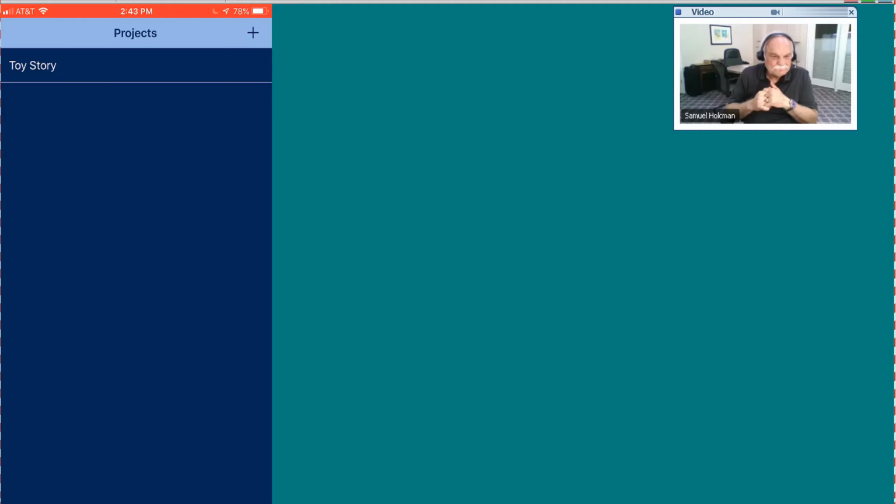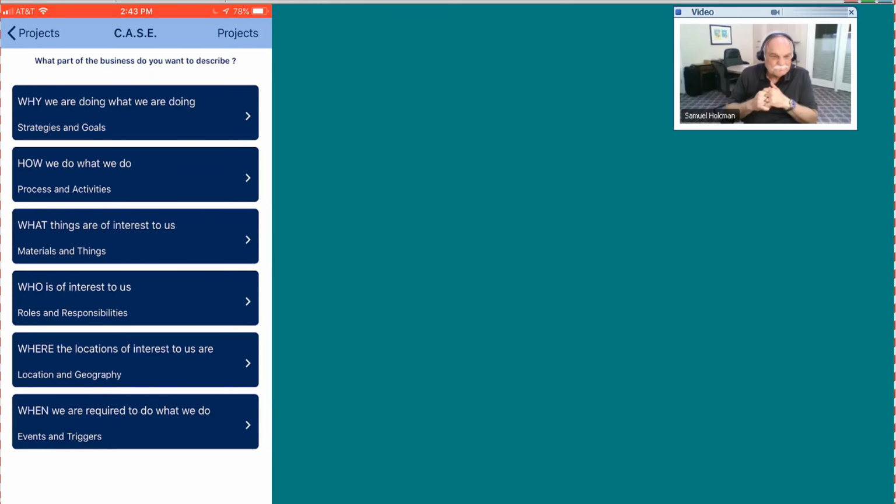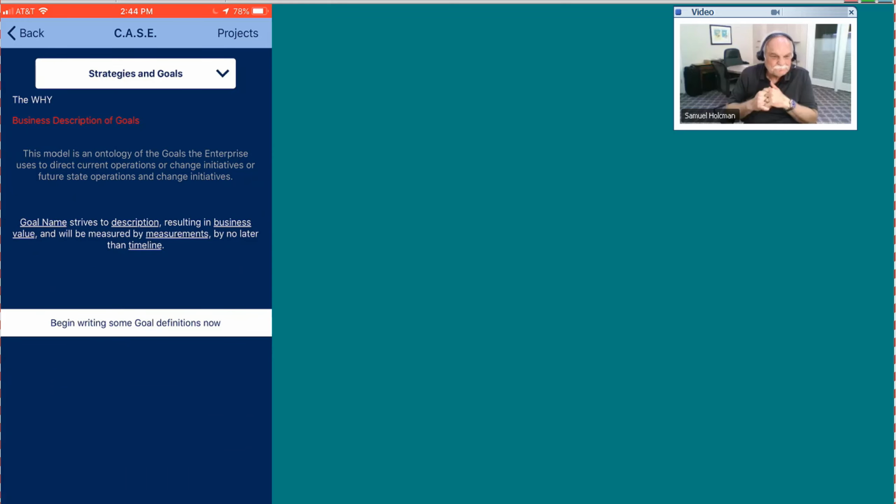So in here I have a project that we use often in our examples, the story of Toy Story. I'll show you a preloaded example here. You click on Toy Story, and you can see all the architecture models that you might create, why we are doing what we're doing, which are the goals, processes, materials, roles, locations, and events. If you click on the first one, for example, why are we doing what we're doing, strategies and goals, you can see the definition of what a goal is. And then you can see the format that we like to use in our examples: goal name, description, resulting in business value, and will be measured by measurements no later than time frame. So, okay, we are ready to write some goals.